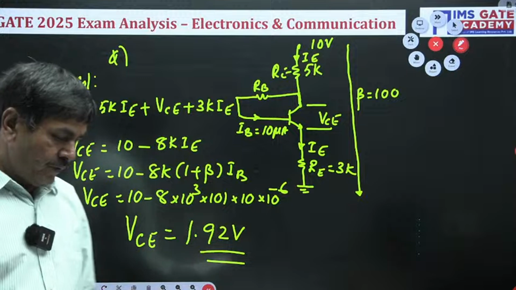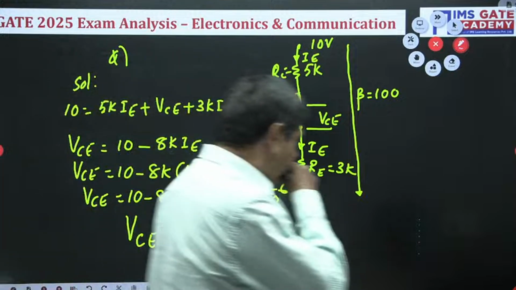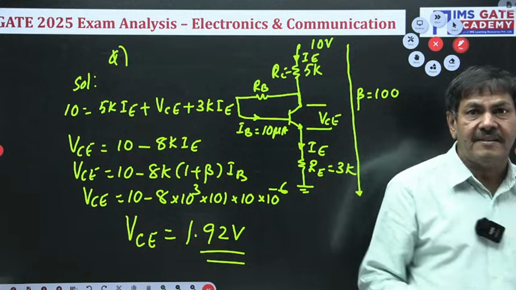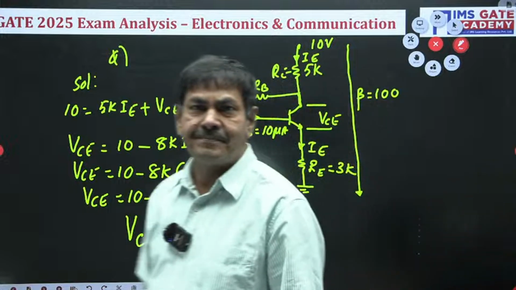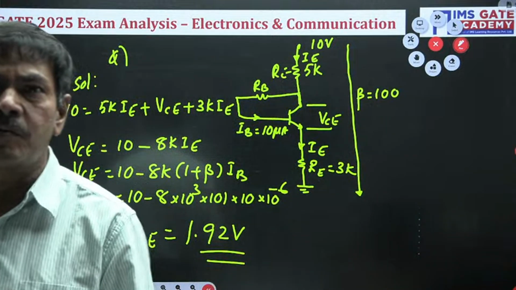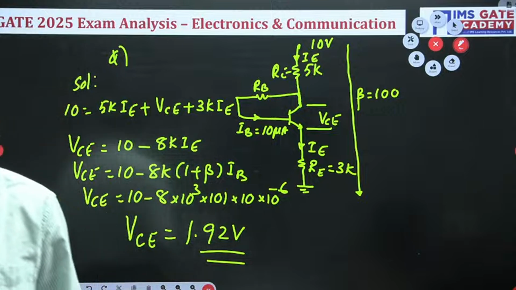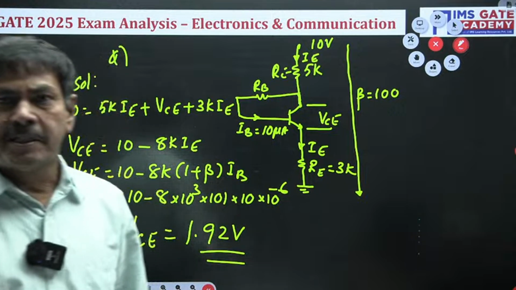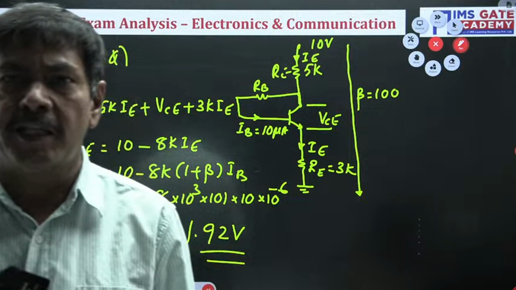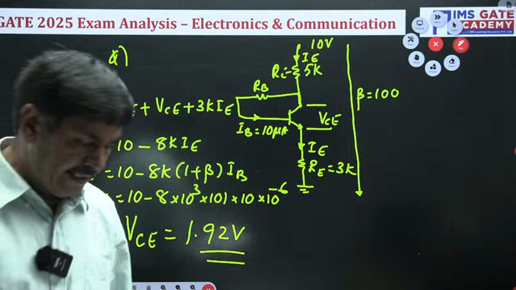Now, I want to give you one more question. How many students are getting this answer? May I know? One student, Abhishek, is getting 1.92 volts. What about other students? Yes, I will give one more question here.